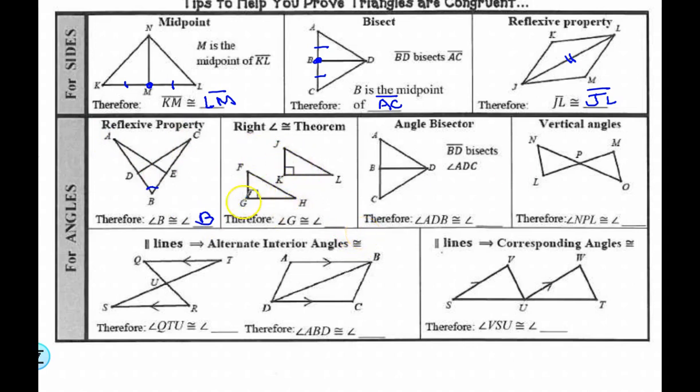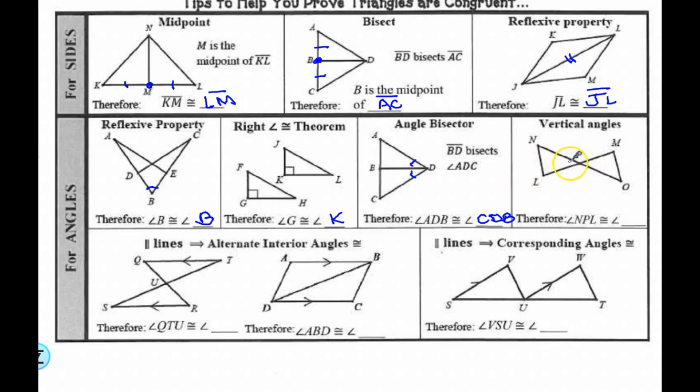You can use the right angle congruency theorem. If you know two angles are right angles, then they're congruent to each other by the right angle congruency theorem. You can use angle bisectors. If we know this ray bisects angle ADC, then we know these two angles are congruent to each other. So angle ADB in the top triangle is congruent to angle CDB in the bottom triangle for how the two triangles are corresponding to each other.